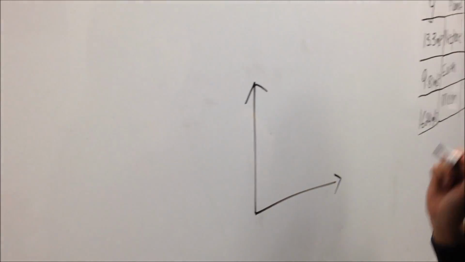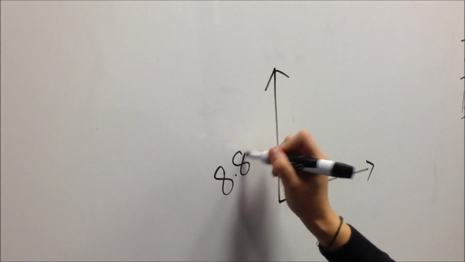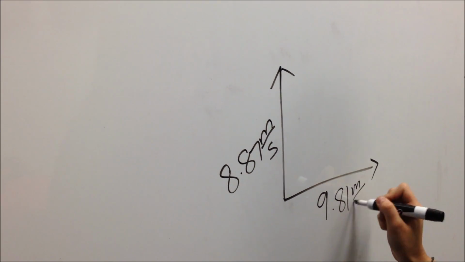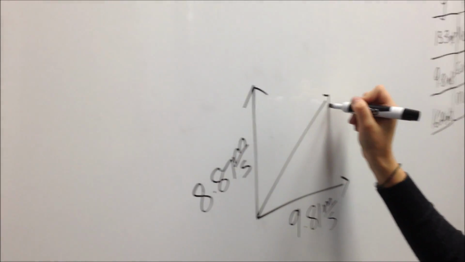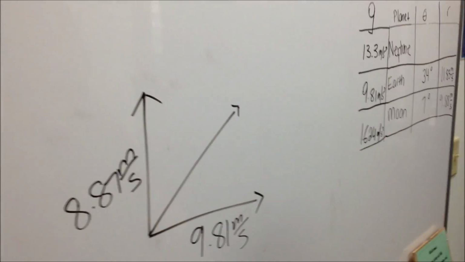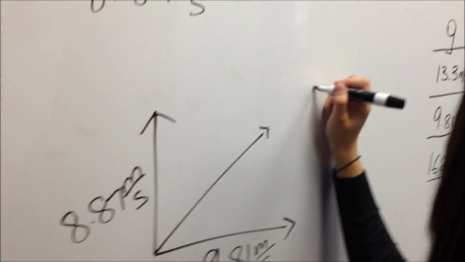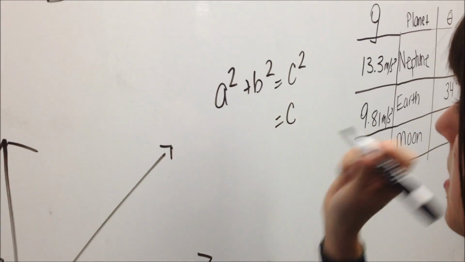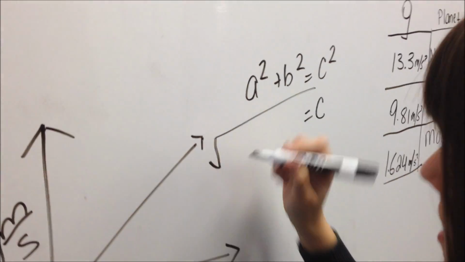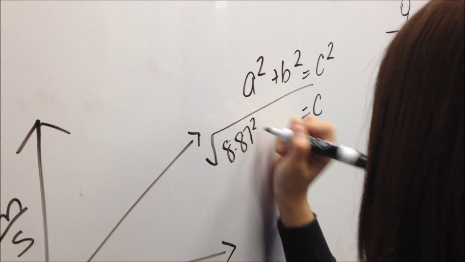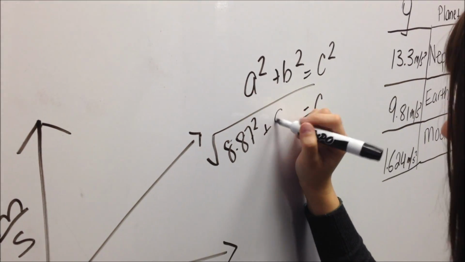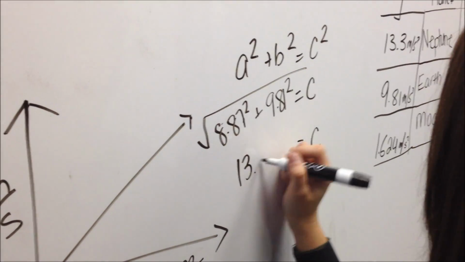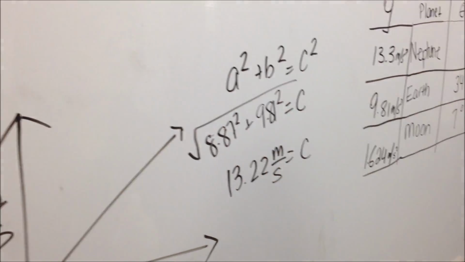So to find our resultant vector like we did for Earth and the Moon, we draw our little vectors here for velocity in the y direction, 8.87 meters per second. Velocity in the x direction is 9.81 meters per second, and we have to find this resultant as well as the angle. The way we're going to do the resultant is we're simply going to use Pythagorean theorem, a squared plus b squared equals c squared. Our c will end up being the square root of our a squared, which is 8.87 squared, plus our b squared, 9.81 squared. And so our c ends up being 13.22 meters per second.